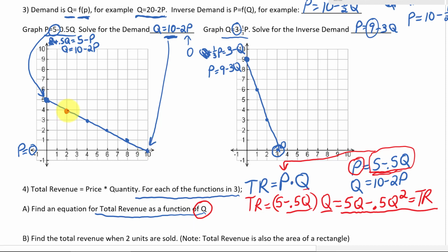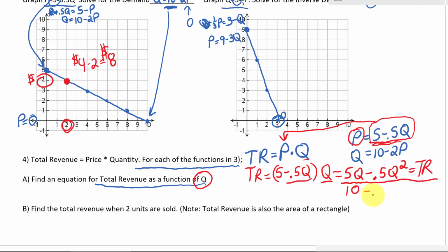All right, so let's pick a point here. And at this point, the price is $4 and the quantity is 2. First, let's look at the graph and see what we should get for total revenue. $4 times 2 equals $8 in total revenue. So if we take that 2 units and plug it in over here, we better get $8. So let's see. 5Q, 5 times 2 is 10, minus 0.5 times 2 squared. All right, 2 squared is 4, 0.5 times 4 is 2. We get 10 minus 2 equals $8. Math works, guys.